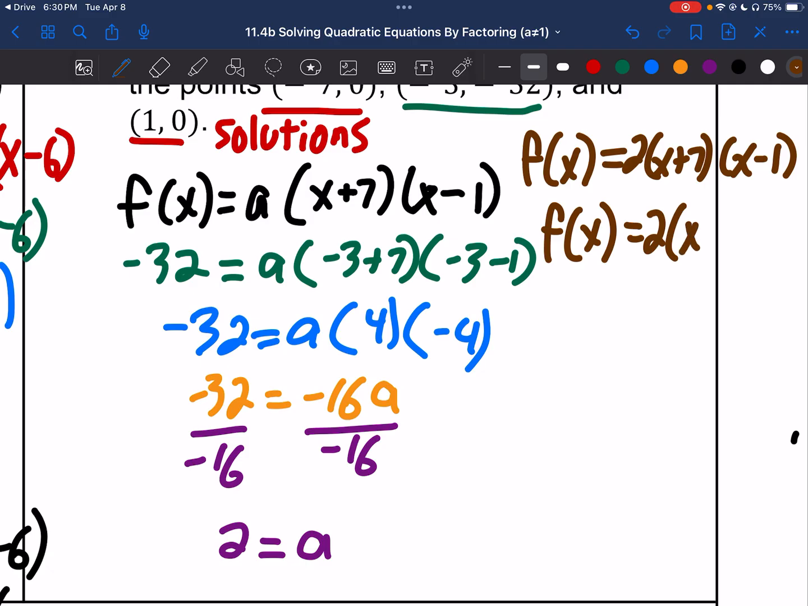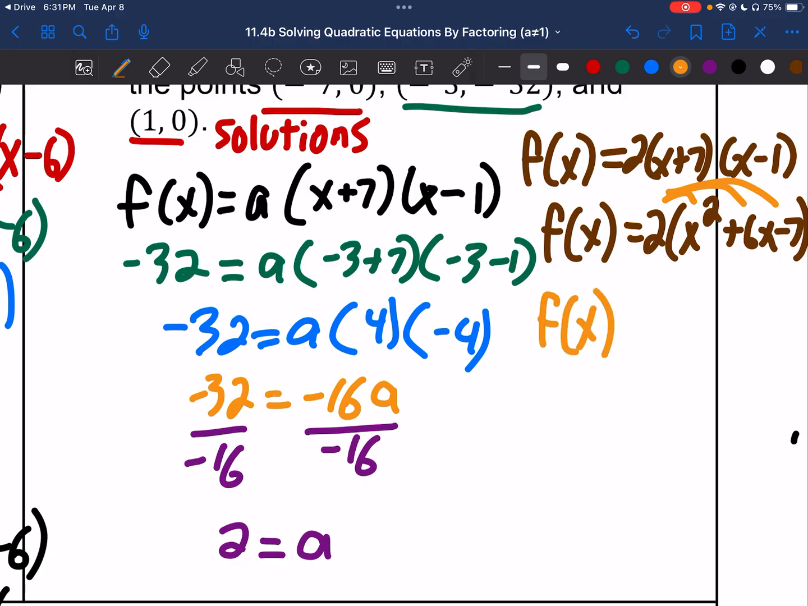x times -1 is minus x. x times 7 is 7x, so that's plus 6x, and then minus 7. Okay, so that's my intermediary step there. And now I am going to multiply by 2 by everything. I'm going to distribute it, distributive property at everything, right? Think of 2 as your GCF that you factored out.